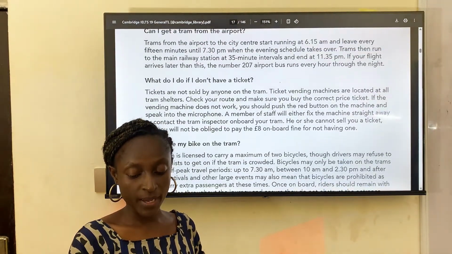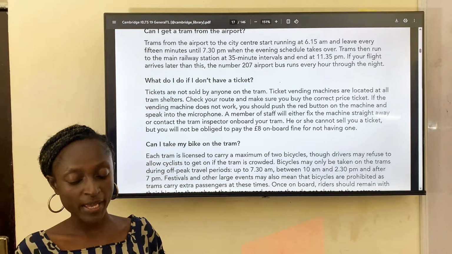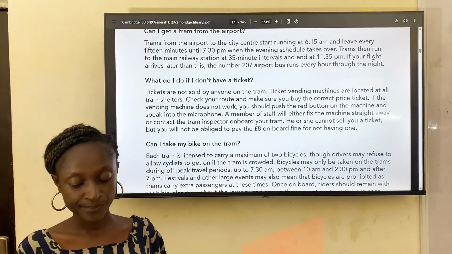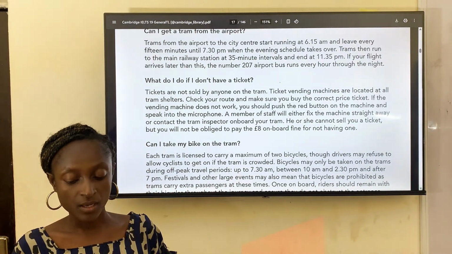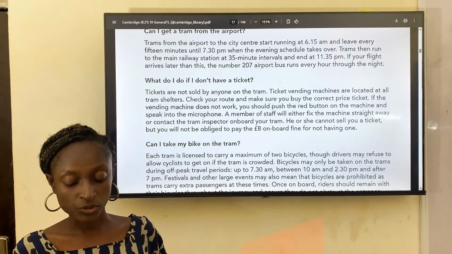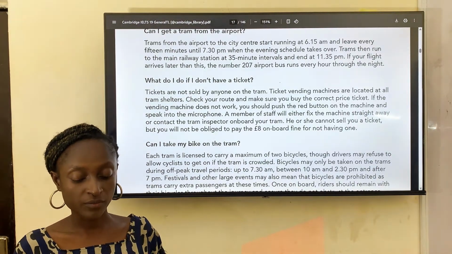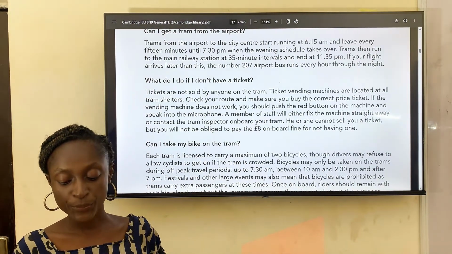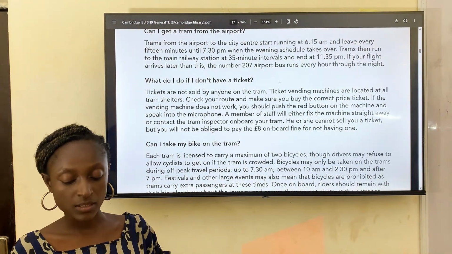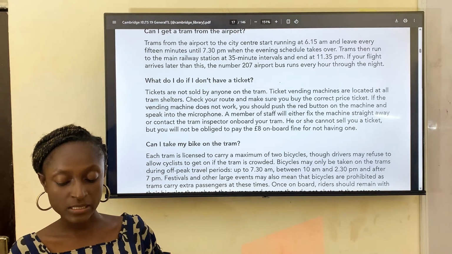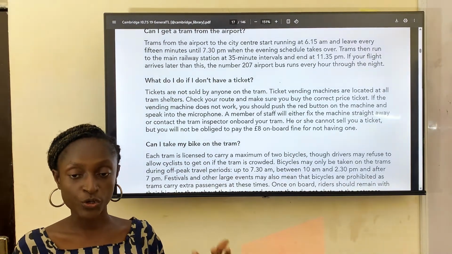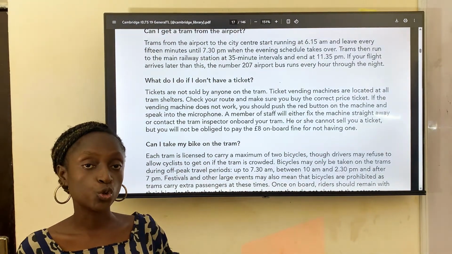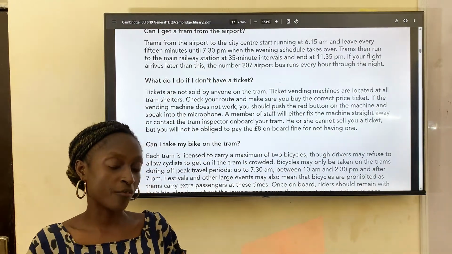So we go back to where we have, what do I do if I don't have the tickets? Now, the second sentence, that's the third paragraph. The third sentence actually gives us that information where we have, check your routes and make sure you buy the correct price tickets. So that simply means you need to check where you are going to or your destination for you to know if you have actually paid the correct fare.